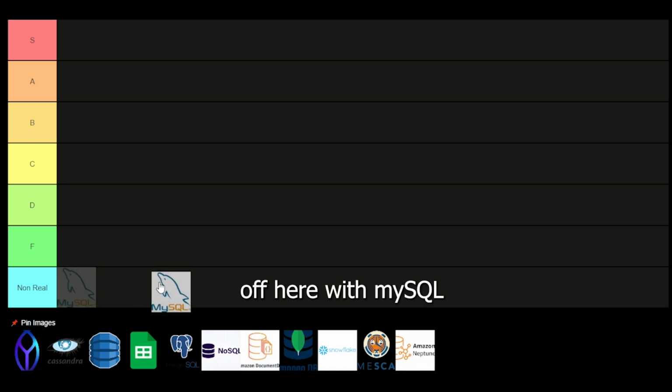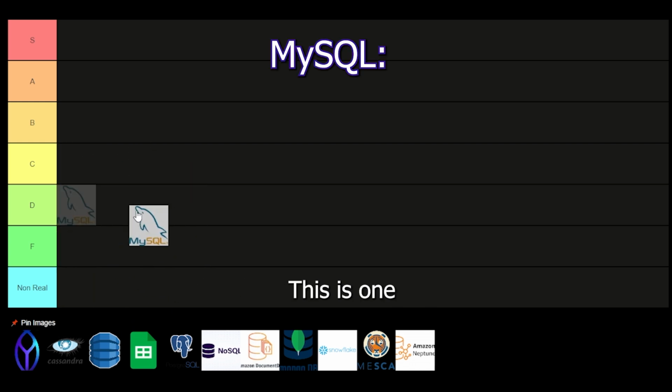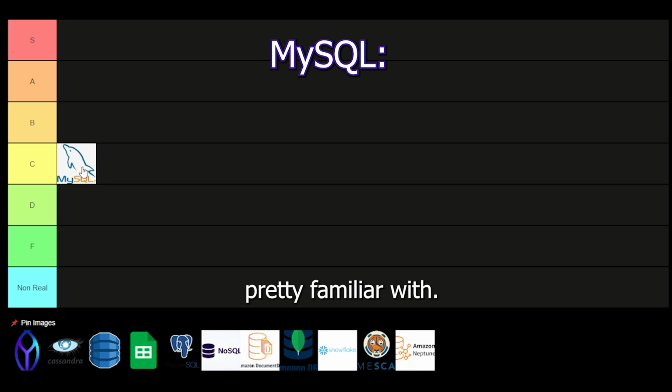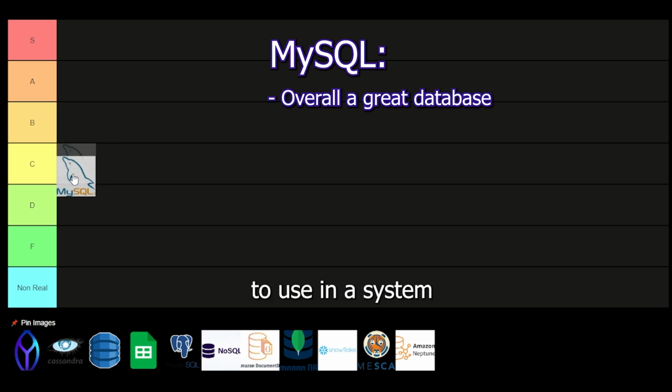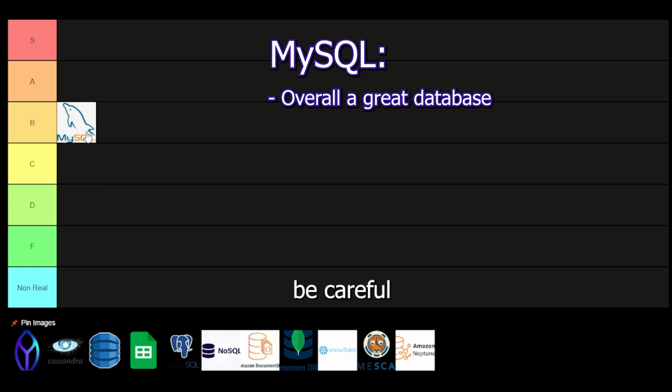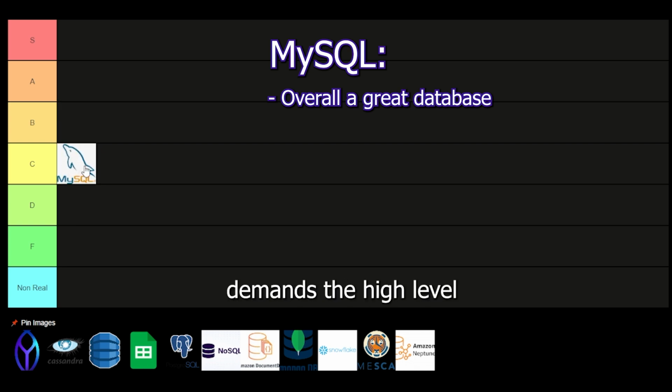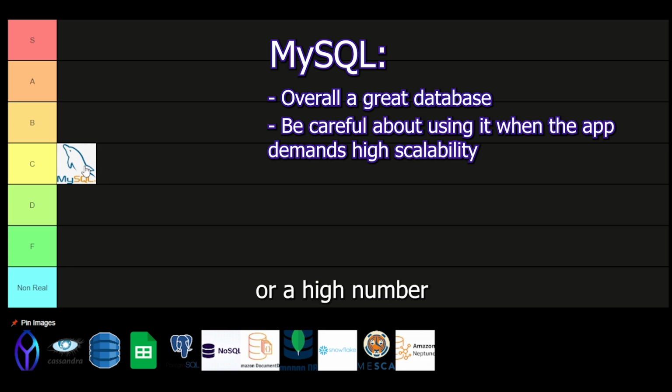So let's kick things off here with MySQL. This is one that most of you, I'm assuming, are already pretty familiar with. It's almost never a bad choice to use in a system design interview. I would say be careful about using MySQL when the application demands a high level of scalability or a high number of transactions per second. It is possible to make MySQL work with this type of application.